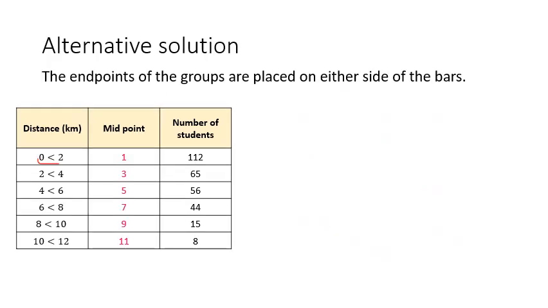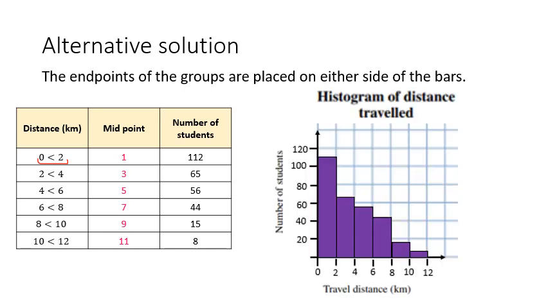Alternatively, we could use the endpoints to construct our histogram. And so it looks like this. So you can see that at the beginning of our bar, we have 0 because that is what our group begins with. The bar finishes with the 2 because that is the end of our group, and so on and so forth.